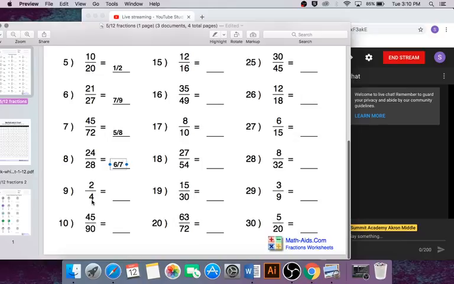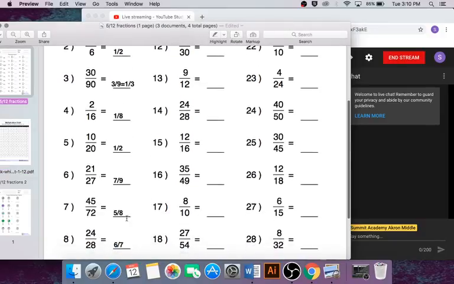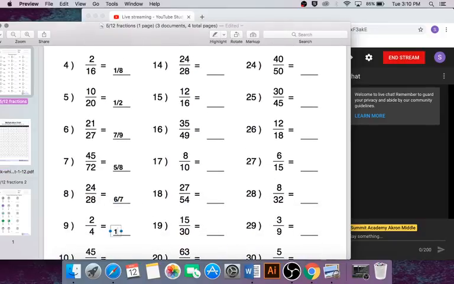Okay, now we have 2 over 4. So 2 is the biggest number that goes into 2. 2 goes into 2 one time, and 2 goes into 4 two times. So our answer is 1 over 2, or 1/2.